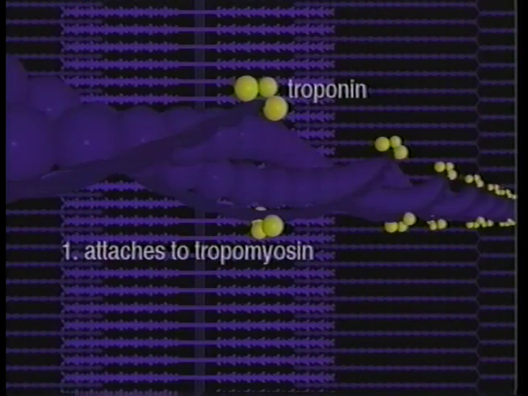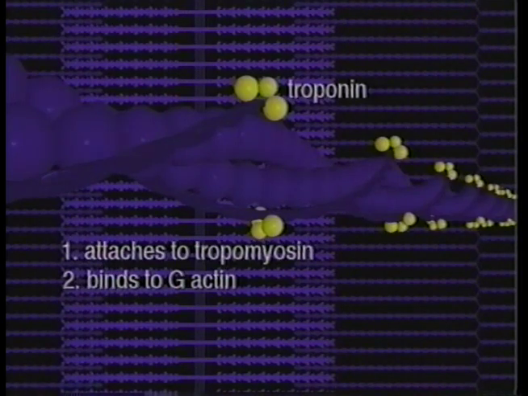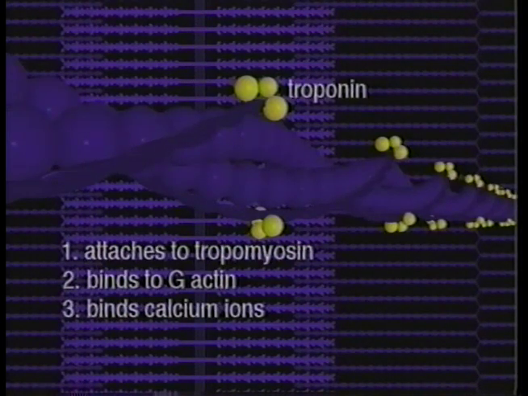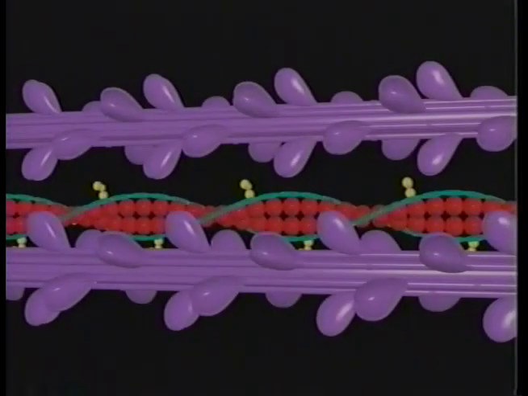One subunit attaches the troponin to tropomyosin. A second subunit binds to G-actin and holds the troponin-tropomyosin complex in position on the actin filament. The third subunit binds calcium ions. When the intracellular calcium level is low, the calcium binding site is empty. Tropomyosin molecules cover the myosin binding site on actin, and the muscle is at rest.